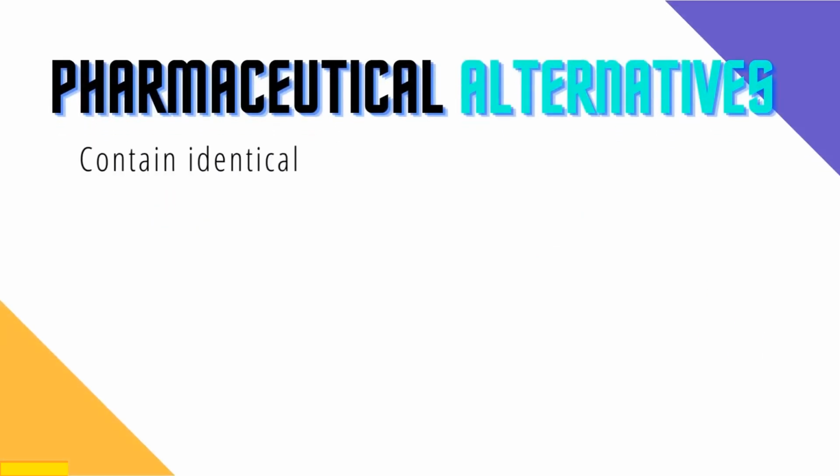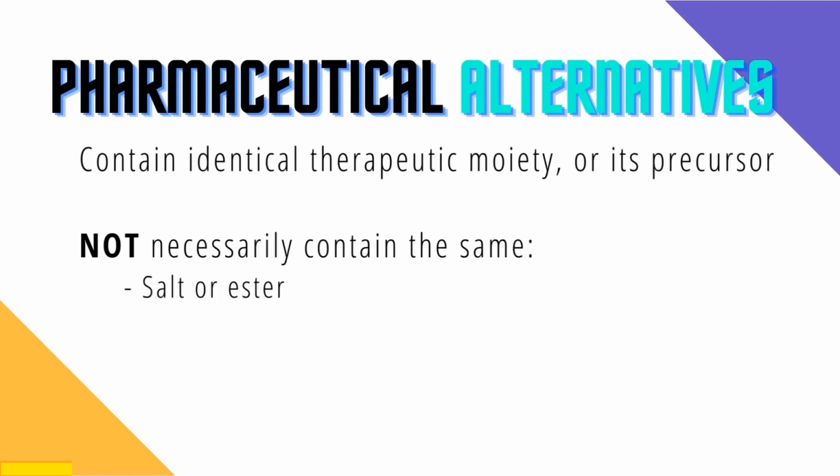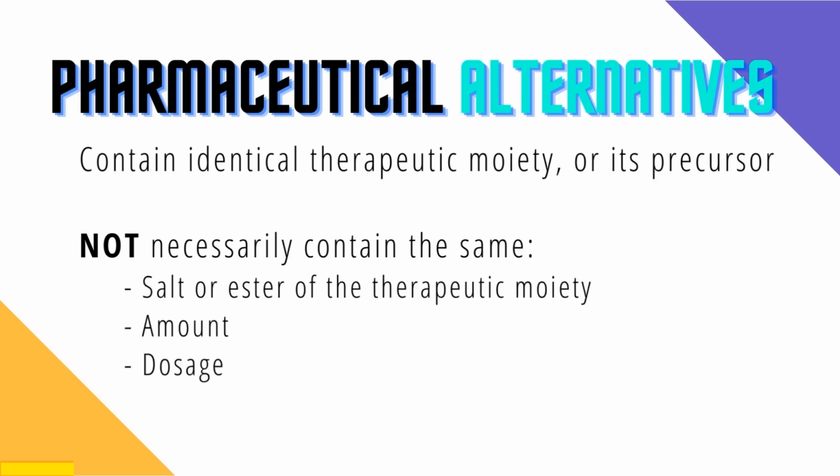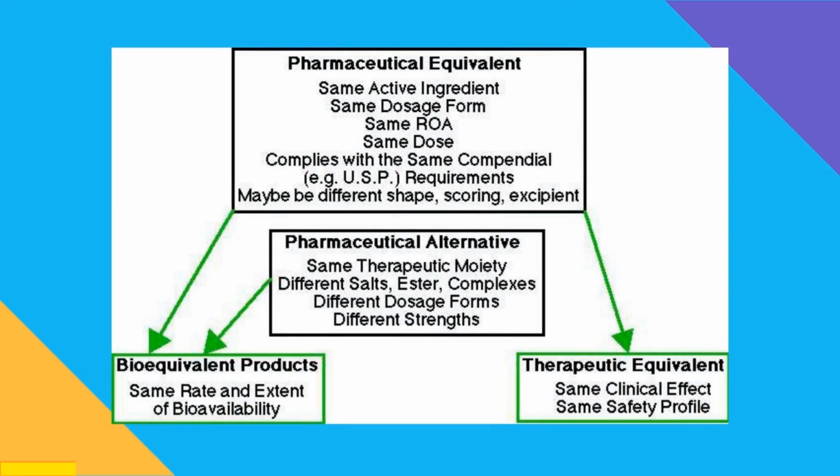Another concept is pharmaceutical alternatives. Sometimes products have the same therapeutic moiety or precursor, but they may not be in the same ester or salt form, or the same amount, or even the same dosage form. When we look at this summary diagram, we can see that the first one is the pharmaceutical equivalent, where most of the things are equal. Therefore, that can contribute to a bioequivalent product.